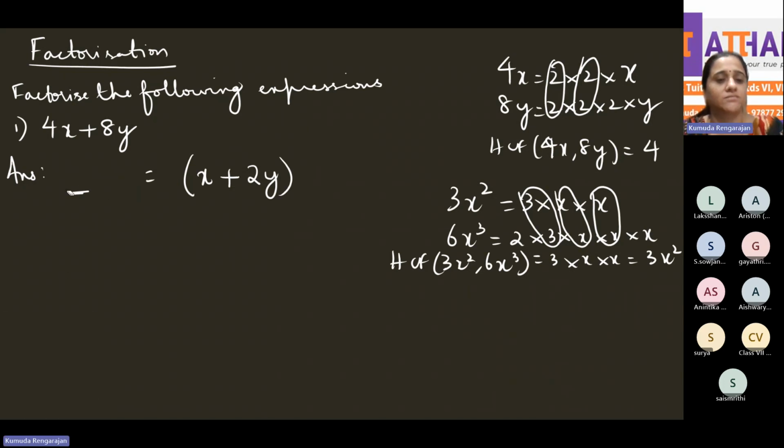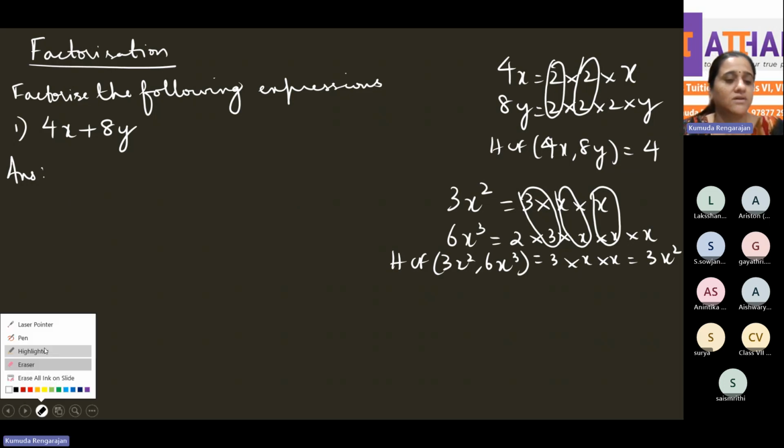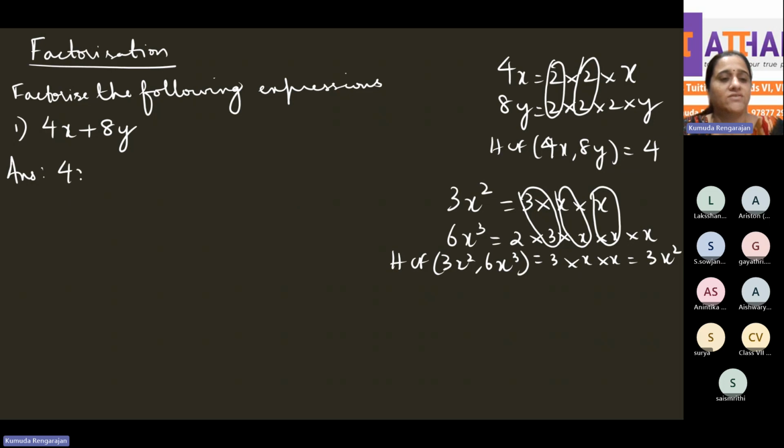Let me do it again. The first step is to take out the HCF. Here there are two terms, 4x and 8y. The HCF of 4x and 8y is 4 because there's nothing common between the literals x and y. In the first term we have x, in the second term we have y. There's nothing common between x and y, so we check if there's something common between the numbers 4 and 8. What is the HCF of 4 and 8? 4. That is what is common.